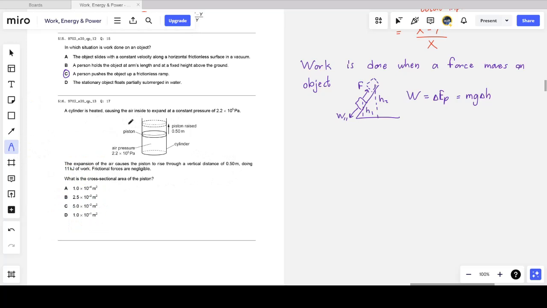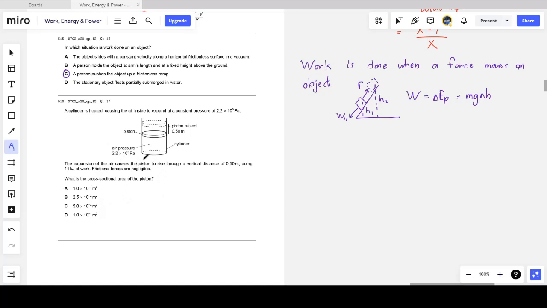A cylinder is heated, causing the air inside to expand at a constant pressure of 2.2 times 10 to the 5 pascals. The expansion of air causes the piston to rise through a vertical distance of 0.5 meters, and 11 kilojoules of work is done in the process, with frictional forces being negligible. And we want to find the cross-sectional area of the piston.